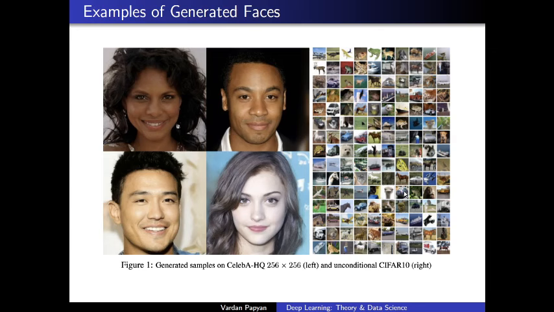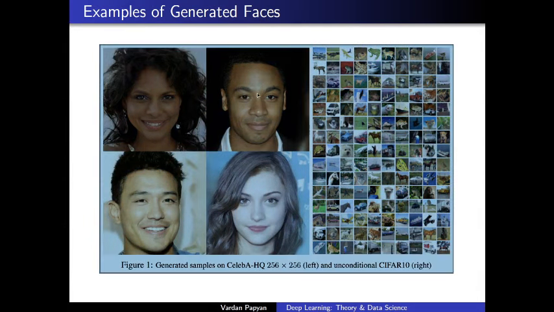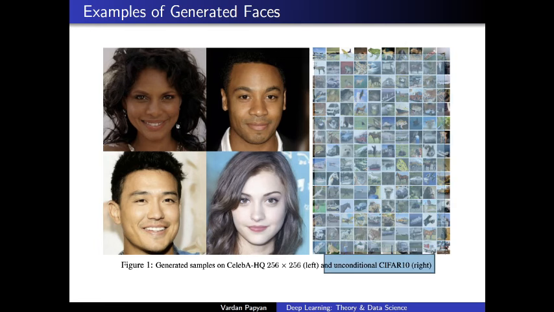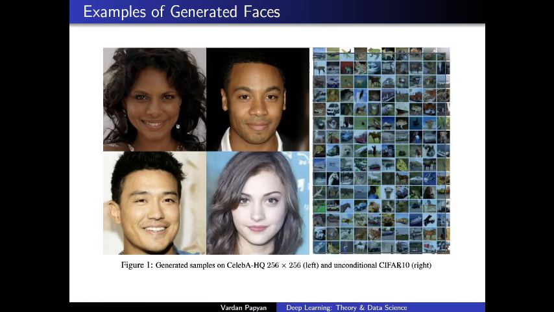You can see the generative models are of great importance and popularity these days. As you can see, these are some images that are not real. These people do not exist in reality. These are some generated samples on CelebA, and these are some unconditioned CIFAR-10 examples. By unconditioned, I mean we didn't say what class you should create from these 10 classes.